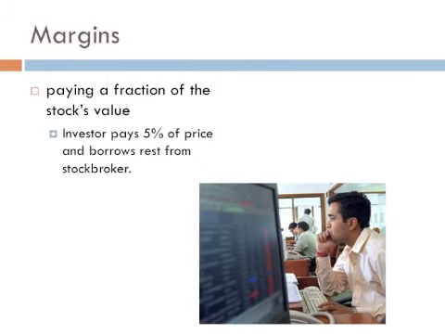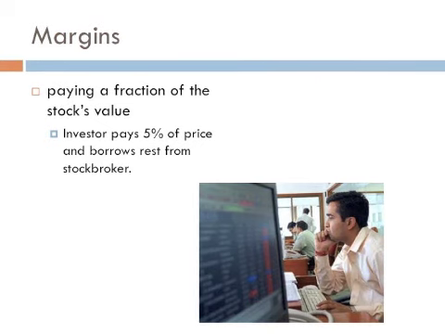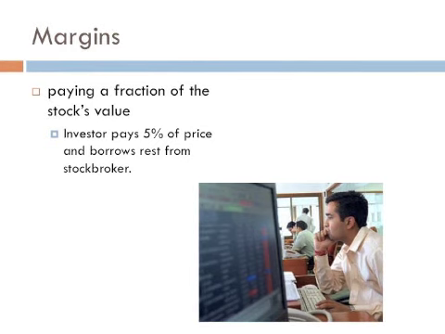We move from speculation to something called margins, which is basically a way for stockbrokers or stock owners to buy more stock for less money. In other words, when you buy something on margin, you pay a fraction of the value of it, in this case stocks. You may pay like 5%, or some kind of set value, of the price of the stock, and the rest of it is covered by a stockbroker or other investor.